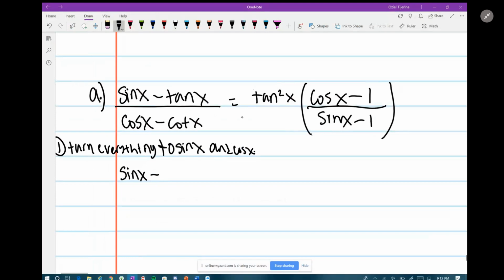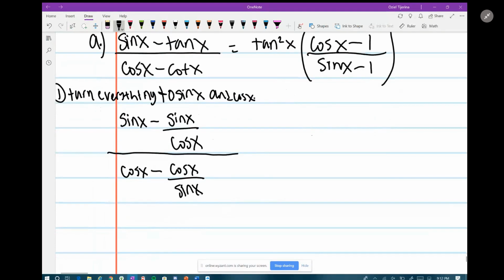So tangent of x is going to be sine of x over cosine of x, and then we have cosine of x minus, and then cotangent of x is going to be cosine of x over sine of x. So then that's going to be equal to, and tangent squared of x is equal to sine squared of x over cosine squared of x, times the cosine of x minus 1 over the sine of x minus 1.